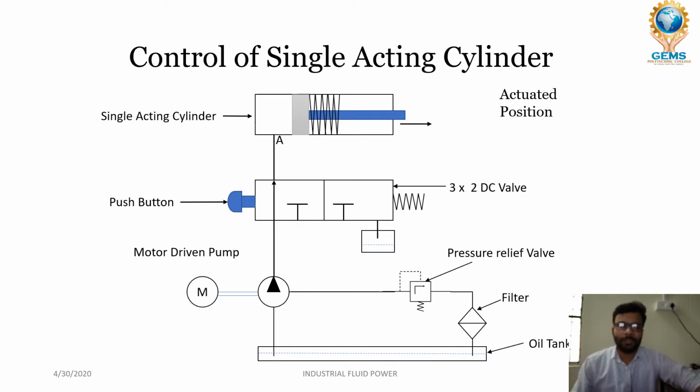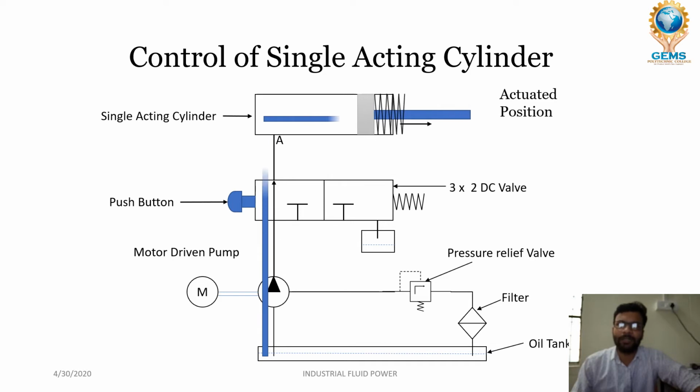In this circuit, we'll see the animated view of the single acting cylinder control. First, the oil from the oil tank will go through the port A and it will push this piston towards right. Okay, this is the actuated position.